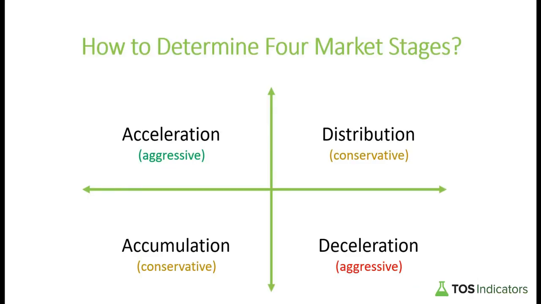For today's tutorial, we're going to walk you through how to build an indicator that lets you determine which one of the 4 market stages we're currently in. Whether it's acceleration, which deems to be a little bit more aggressive, distribution, which calls for more conservative strategies, deceleration, which once again calls for aggressive strategies but using puts and so on and so forth, or accumulation, which once again calls for conservative strategies.